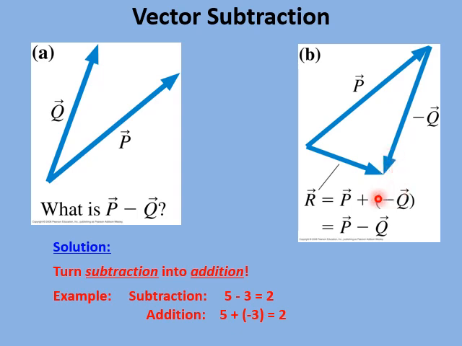And we know how to add two vectors. We can add P, which is this vector here, to minus Q by using the tip to tail rule, and we get our result, which they called R in this diagram here. This vector R going from the tail of P to the tip of minus Q gives us the vector P minus Q.